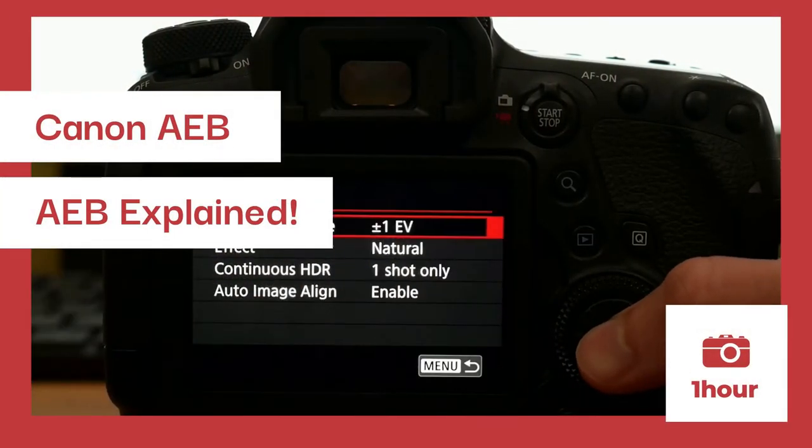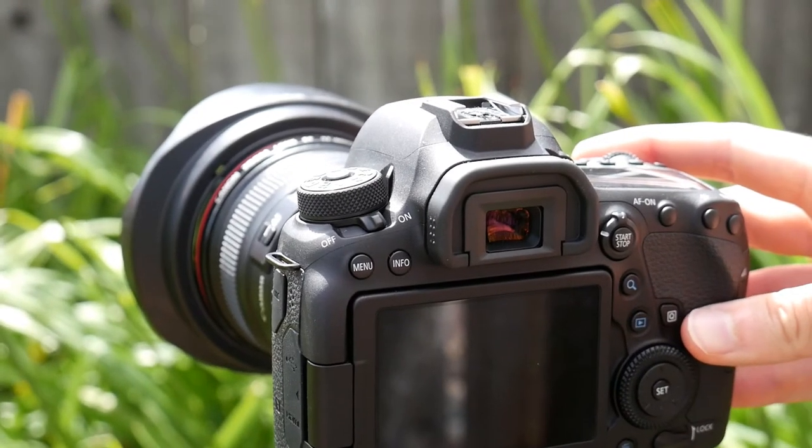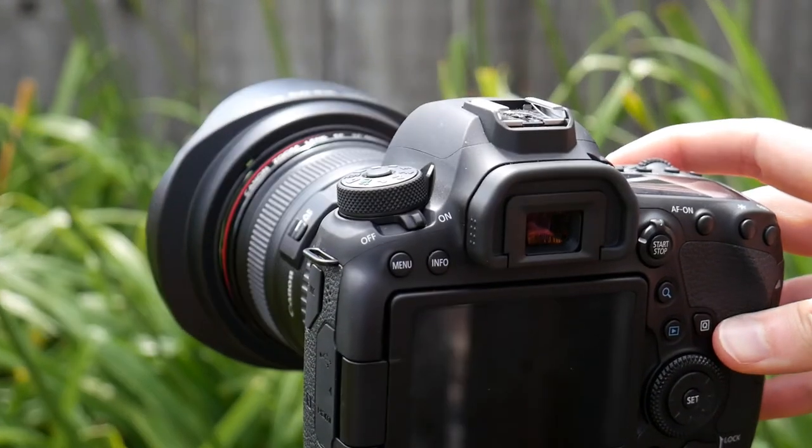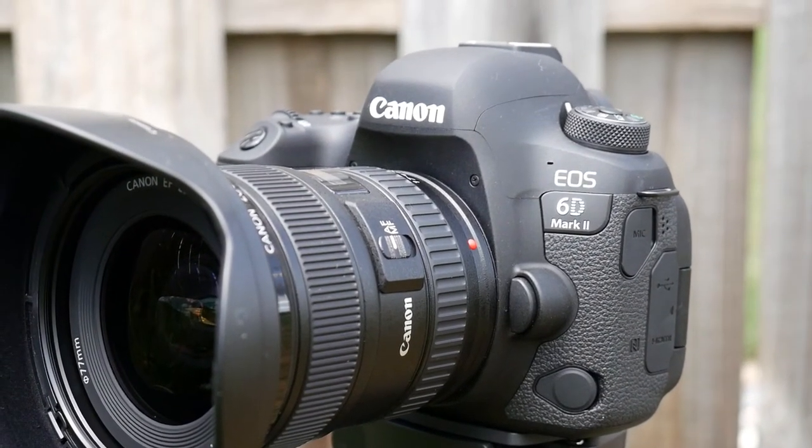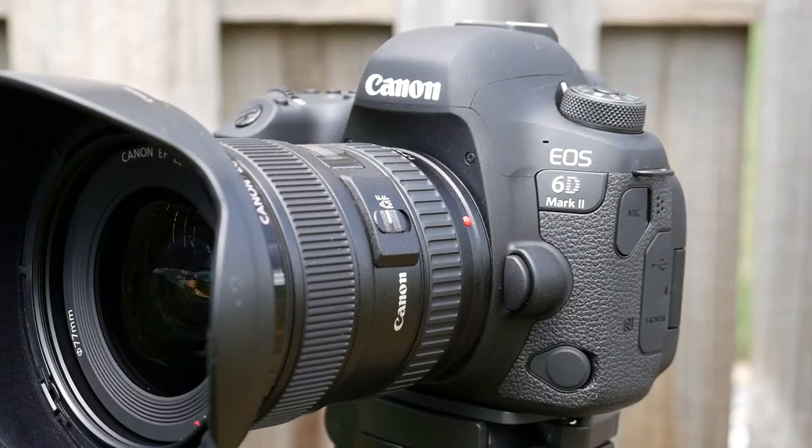Auto exposure bracketing is easy on Canon cameras. All it takes is a couple button presses and you can be sure you'll get the right exposure and have all the images you need for perfect HDR. Now let's get into how to set auto exposure bracketing on your Canon camera.